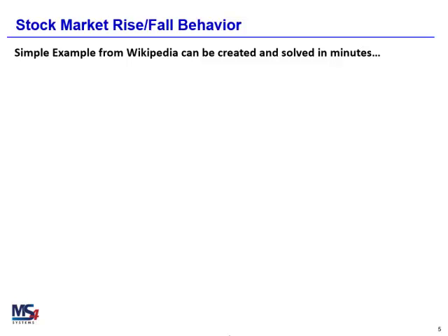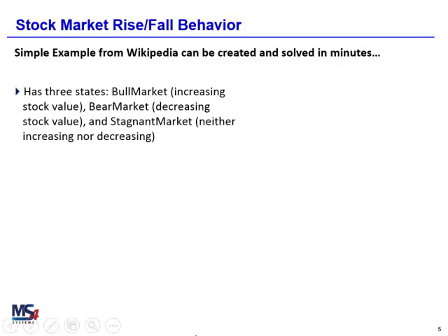Now we'll talk about two or three examples. Stock market is one. It's a simple example from Wikipedia, which can be created and solved in minutes using the new facility. It has three states: the bull market, increasing stock value; bear market, decreasing stock value; and a stagnant market, neither increasing nor decreasing.